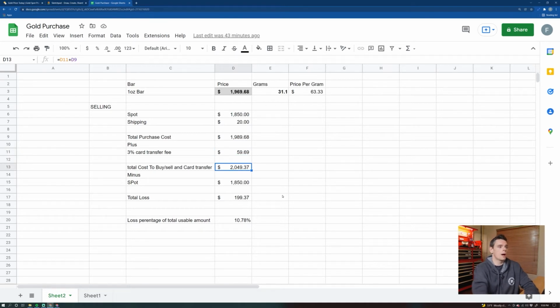So this total combined cost to buy, sell, and card transfer is about $2,050. That's what this puppy is gonna be worth to me. But I only sold it for $1,850. So we're assuming that I made the shipping transfer and boom, sold it for $1,850. There's my loss. So I've calculated my loss by taking this out of that one, and you can see the formula up there. That's my total loss, so that's $200.